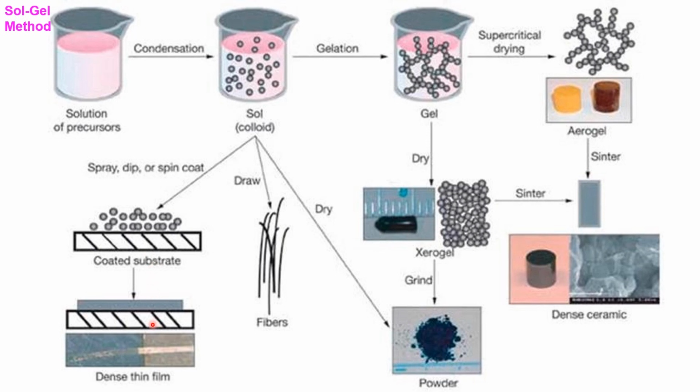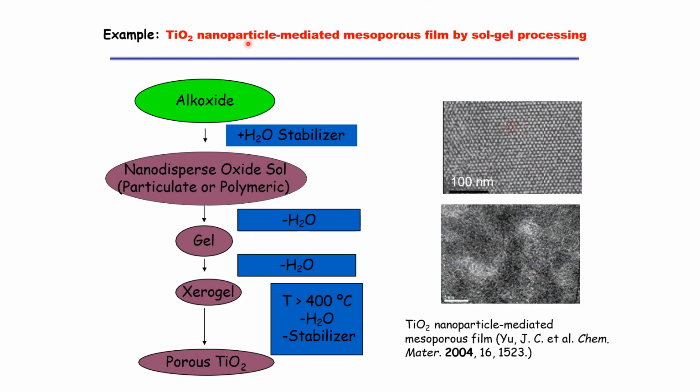Either we can make thin films or layers, we can make very fine powders, and also we can make some dense ceramics using this sol gel method. So it is a low temperature method, and it results in very fine nano powders. Suppose this is the method for how we can prepare titanium dioxide nanoparticles by sol gel processing.